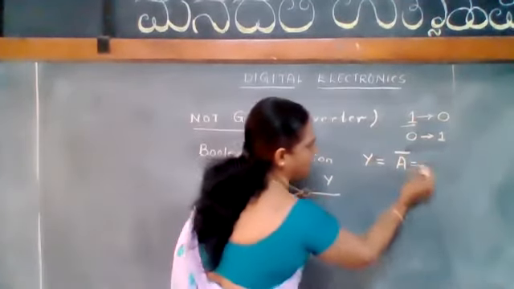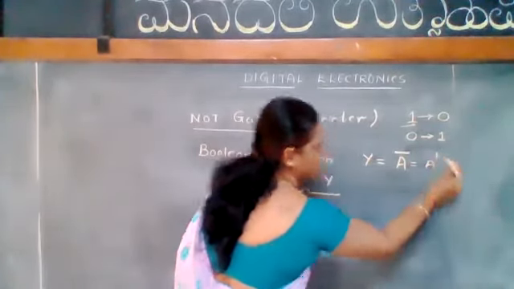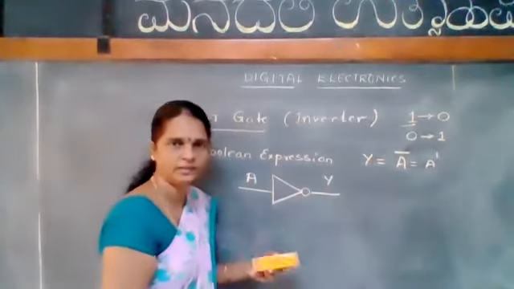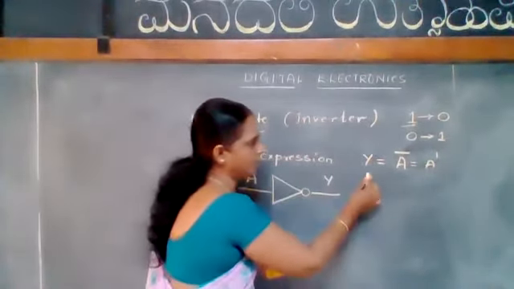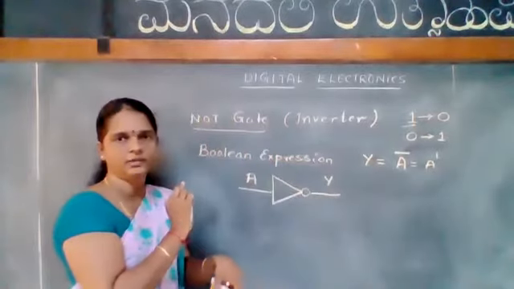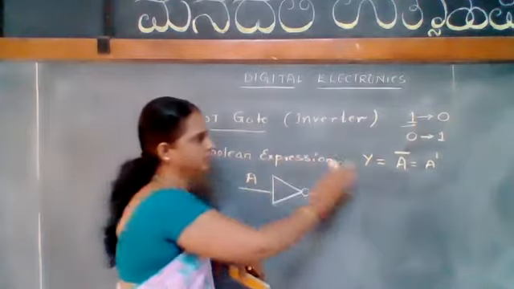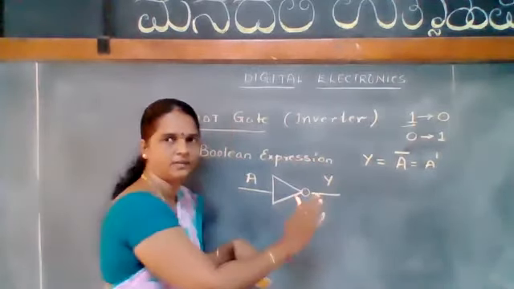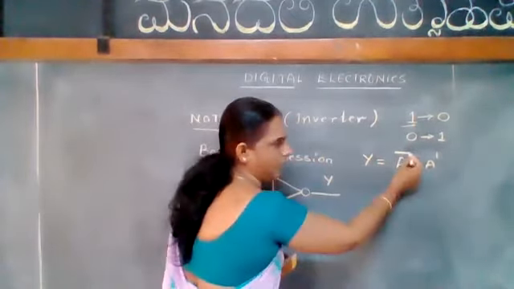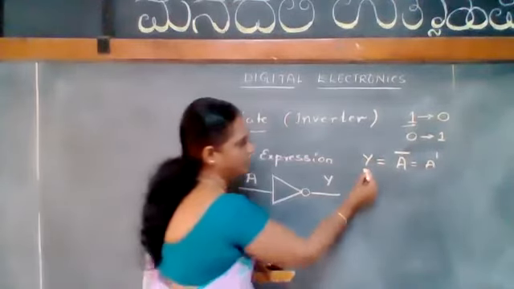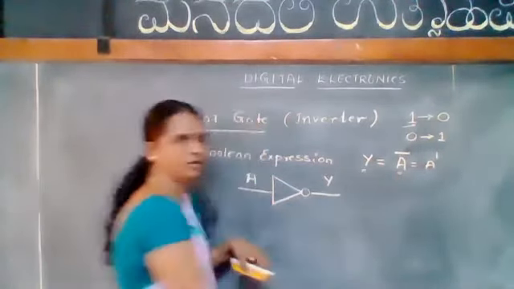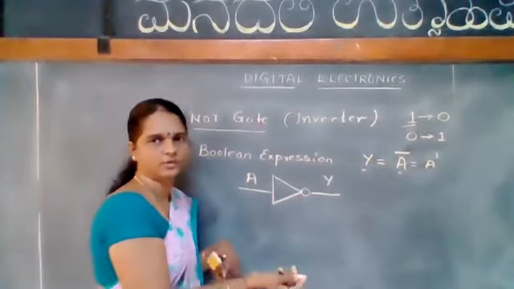This you can write like this also, A dash also, both are the same. This is the Boolean expression for an inverter or a NOT gate. Is it clear? So the NOT gate is represented by Y is equal to A complement. Here any notation you can take for input as well as for output.